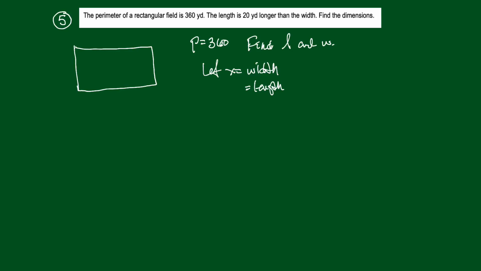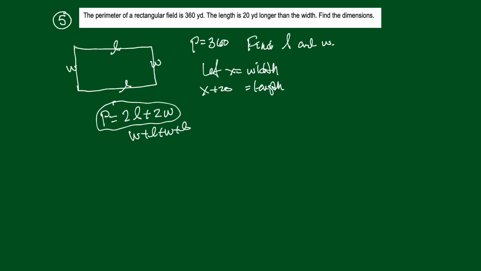Now, as I read this, I see that the length is 20 yards longer than the width. So the width is x, so the length is 20 yards longer than that, so this is x plus 20. Now here's what we know. The perimeter is equal to, well, there's a couple ways to do it. If this is the width, that's the width, this is the length, this is the length, you get 2 lengths plus 2 widths. Or if you wanted, you could just do W plus L plus W plus L. This one's a little bit faster. I'm going to use this. So the perimeter for us is 360.